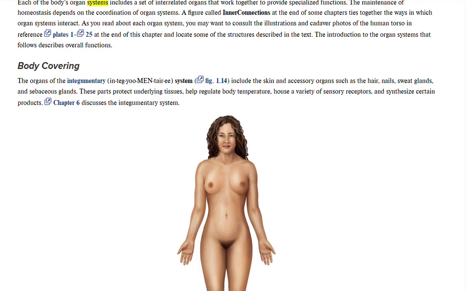Each of the body's organ systems includes a set of interrelated organs that work together to provide specialized functions. The maintenance of homeostasis depends on the coordination of organ systems. A figure called interconnections at the end of some chapters ties together the ways in which organ systems interact.